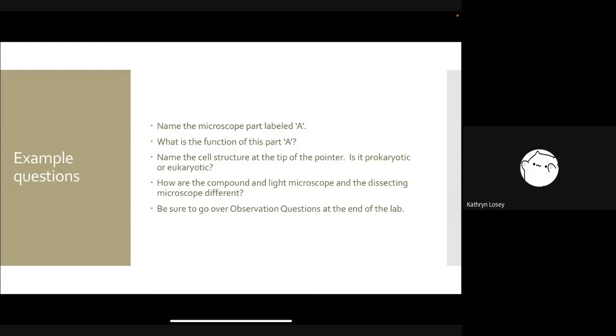Number 6 says list the steps required to appropriately focus the compound light microscope on an object. I'm not totally sure if they're going to ask you that, or they might give you these and ask you to put them in order, first to last. But you could see a question on that. I think that's it for lab 2.